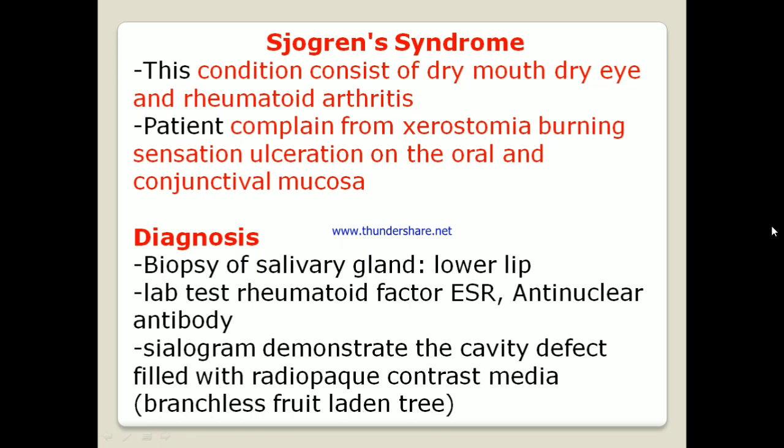Diagnosis: biopsy of salivary gland, lower lip. Lab tests: rheumatoid factor, ESR, anti-nuclear antibody. Sialogram demonstrates cavity defects filled with radiopaque contrast media, the branchless fruit-laden tree appearance.